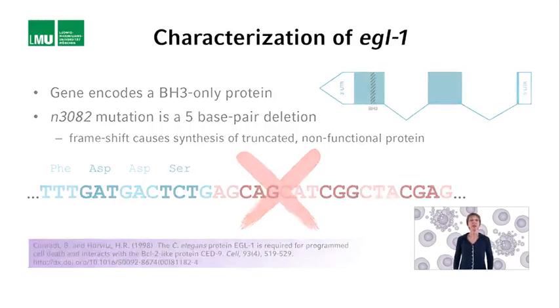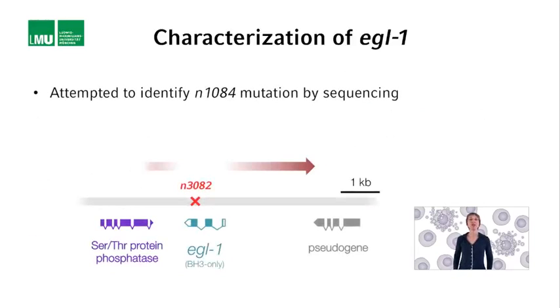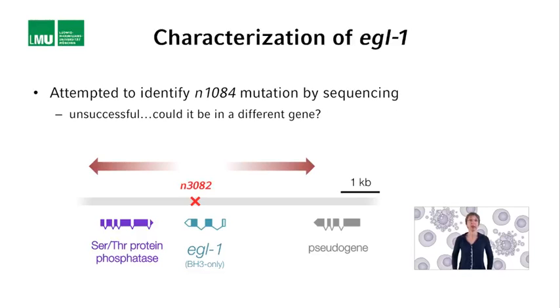To find the N1084 mutation, I sequenced the region upstream and downstream of the BH3 only transcription unit. And I sequenced all the way to the gene upstream and all the way to the gene downstream. But again, nothing, no mutation. I then started to wonder whether the two mutations, N1084 and N3082, might be mutations in 2 different genes after all.